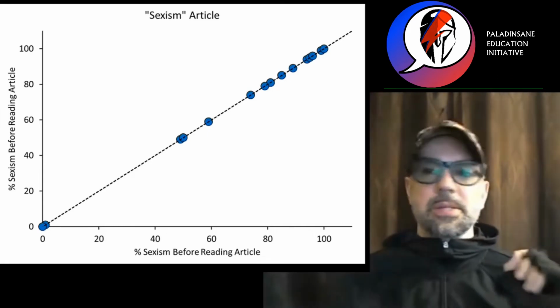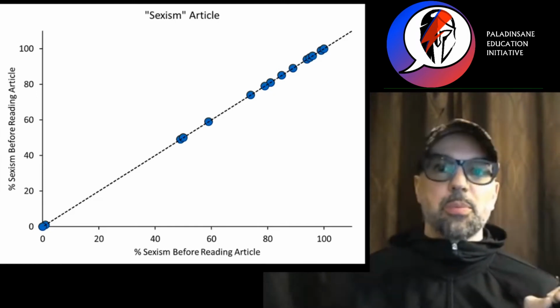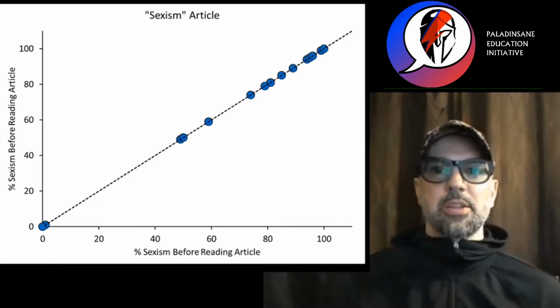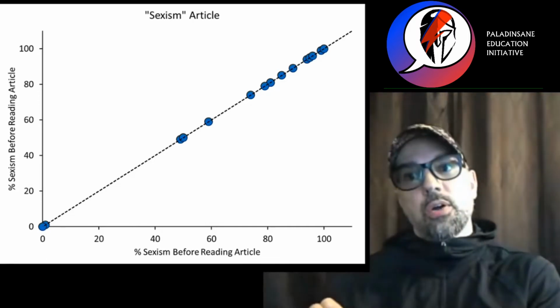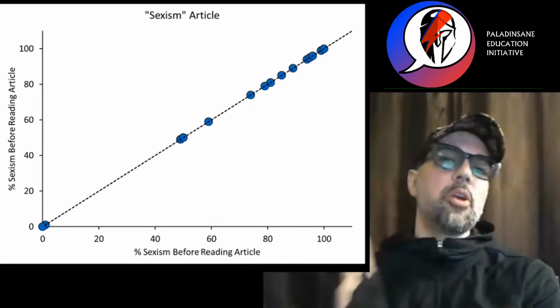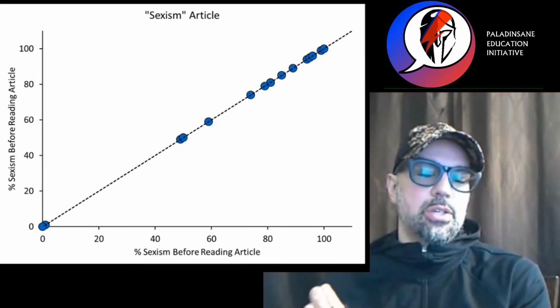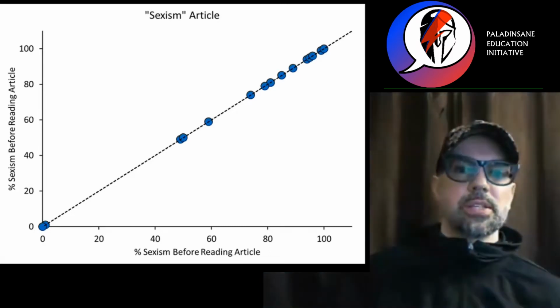So there are some students that believed it was 0%, that 0% of the pay gap is due to sexism. It's all due to choices. And we had students going all the way to the other side, that 100% of the pay gap was due to sexism and none of it was due to choices.